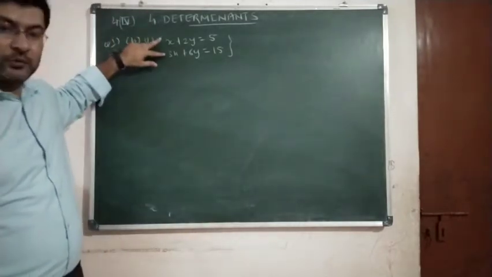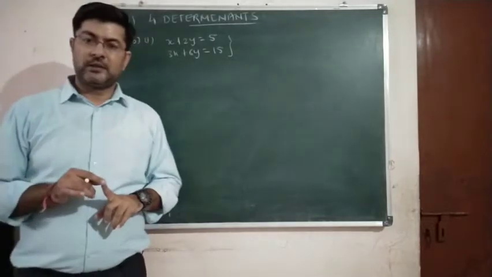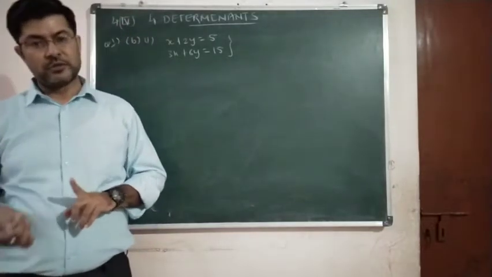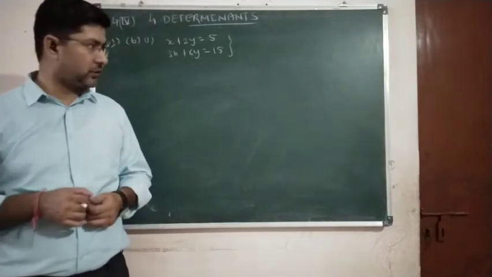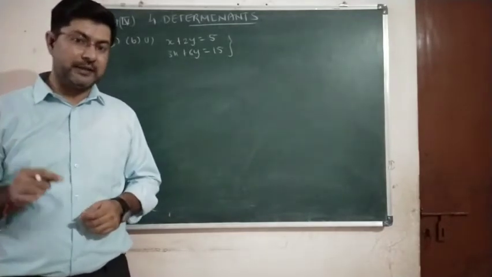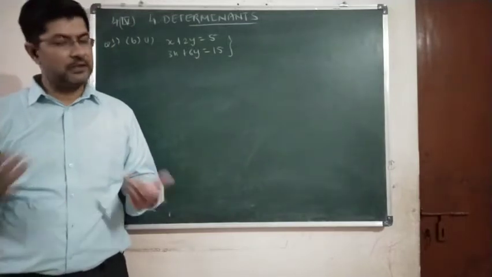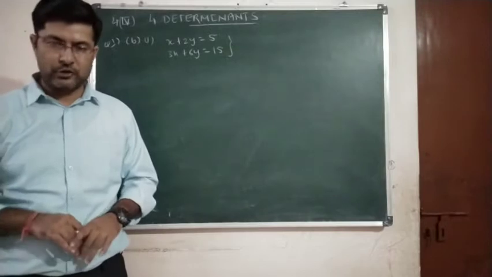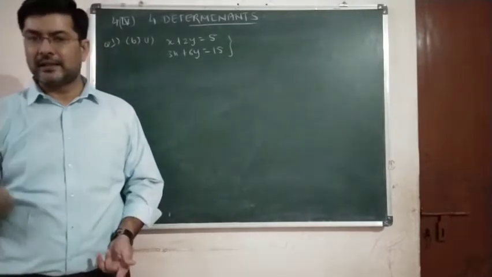For a system of two equations in two unknowns, what is the condition? If d is not equal to 0, then the system is consistent and has a unique solution. So we have to find out d, and check whether d is 0 or non-zero. If d is non-zero, then you will have a unique solution. Clear?